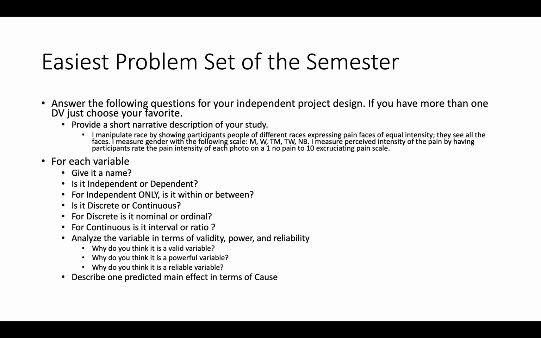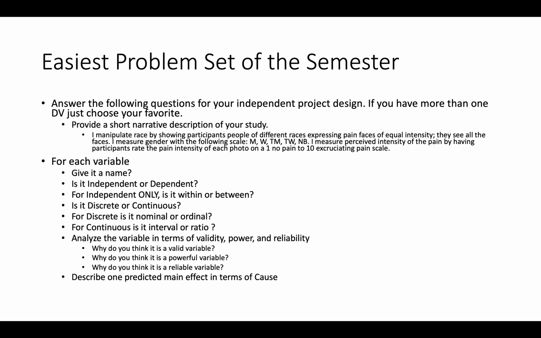In my study, I'm going to make it like yours. I manipulated race by showing participants people of different races expressing pain faces of equal intensity. All my participants saw all the faces. I measured gender with the following scale. I thought it was in there earlier. I'm measuring a lot of different genders. Participants get to choose.